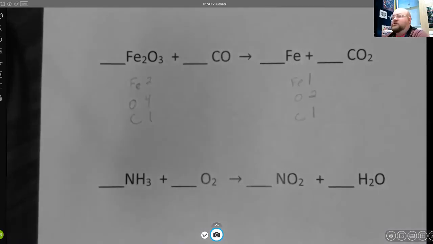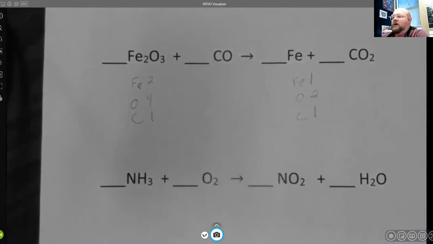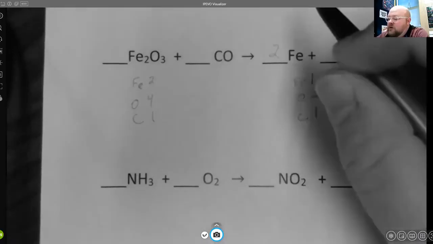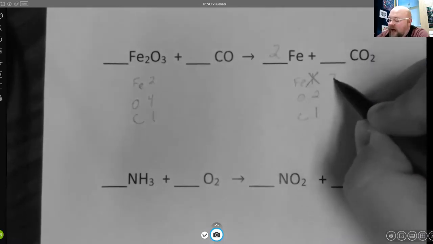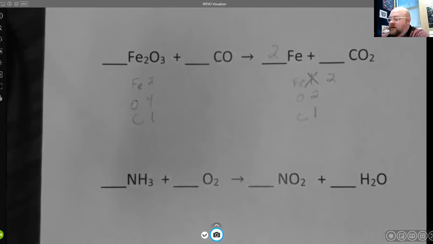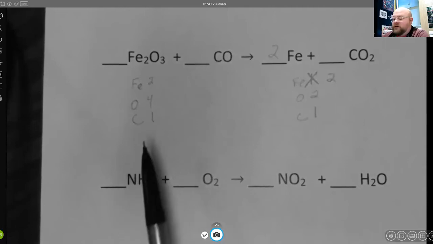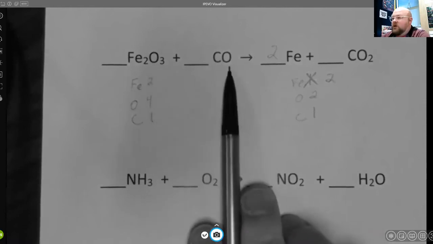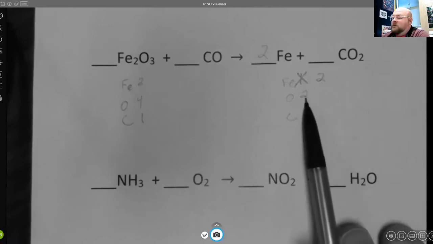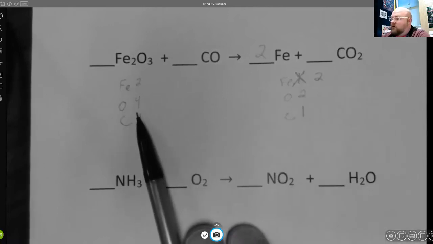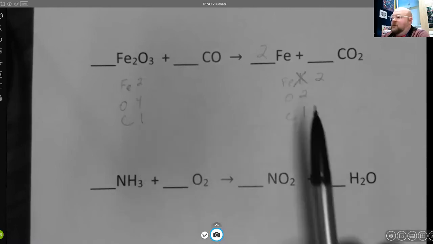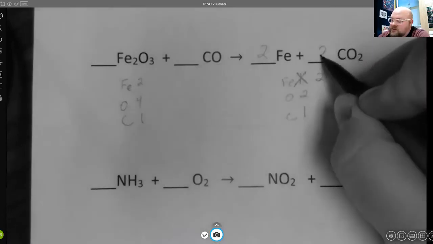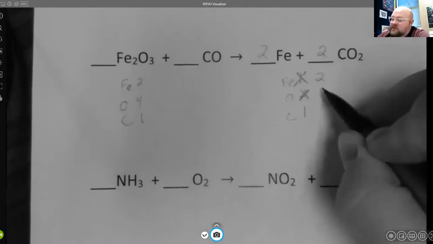So what I'm going to do is look at my unequal elements, and I'm just going to start with iron. I have 2 on the left and I only have 1 on the right. So I'm going to multiply this by 2, and I'm going to cross this out because now I have 2 irons. So those are equal. That's great. As you can see over here, I have 4 oxygens because 1, 2, 3, 4. And on the right side of the arrow, I have only 2 oxygens, but I need 4. I can't make this one smaller. I have to make this one bigger. So 2 times 2 changes my oxygens to 4.